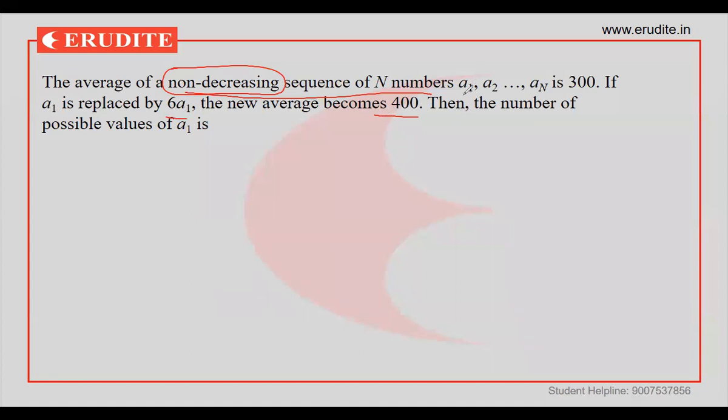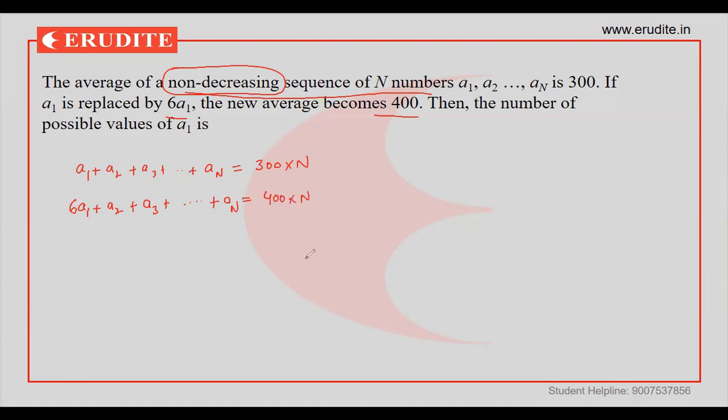Now, guys, if the average of a1 to an is 300, then can I write it as a1 plus a2 plus a3 up to an equal to 300 multiplied with n terms, right? Similarly, if the new average has been 400 after replacing a1 with 6a1, I can write 6a1 plus a2 plus a3 up to an equal to 400 into n, because the number of terms is not changing.